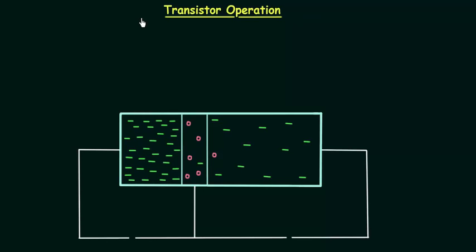In the last lecture, I introduced transistors. In this lecture, I will explain how a transistor works. I also explained the meaning of the name BJT. B stands for bipolar.